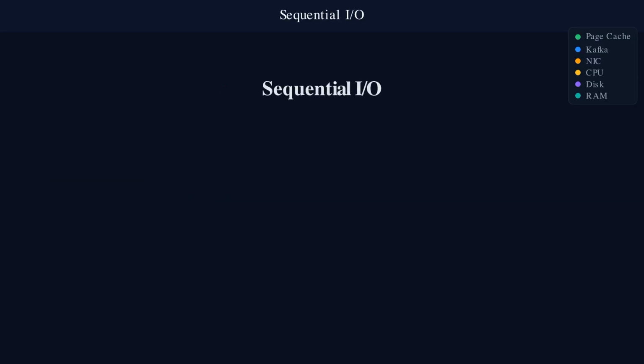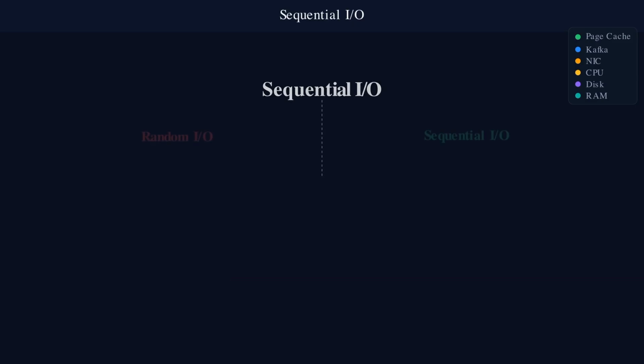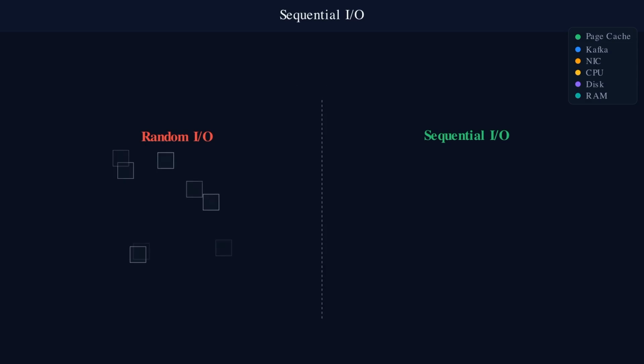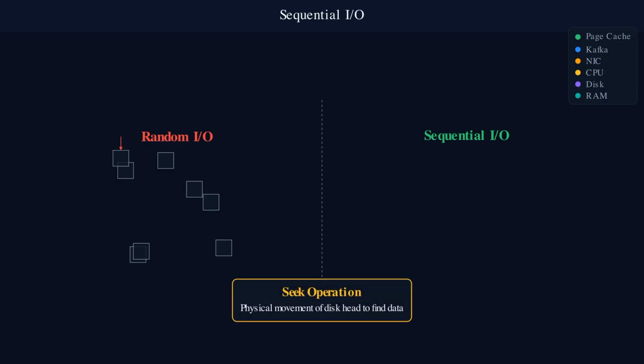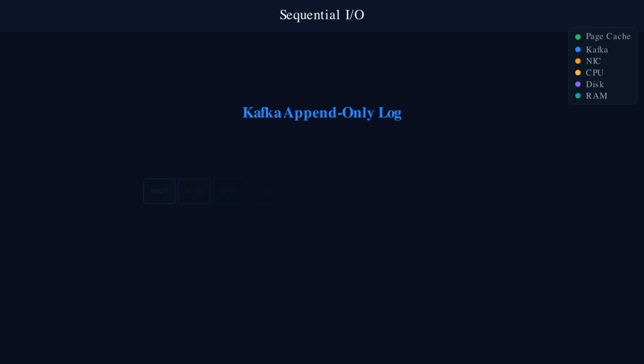One major reason Kafka is fast is sequential I/O. But what does that mean? Disk I/O, or input-output, refers to reading and writing data on a storage device. With random I/O, the disk head jumps around to scattered locations, wasting time on seek operations, the physical movement needed to find data. Sequential I/O is the opposite. Data is read and written in a continuous, linear order, one block right after the next.